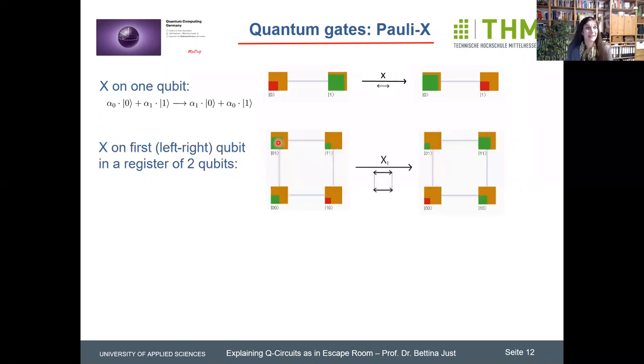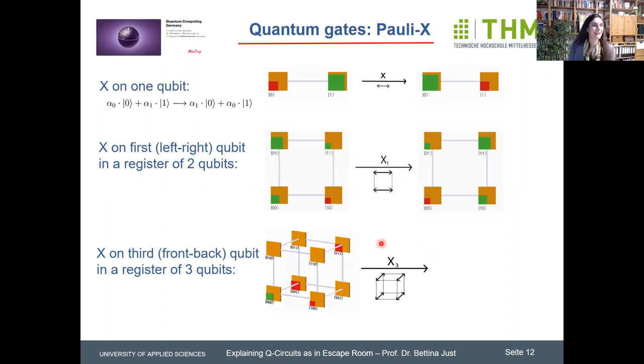Pauli X applied on the first qubit means it's applied in direction left, right on the first qubit, but now in a register of two qubits it will be interchanged along these two edges. Okay, this edge here will be interchanged. The tiny red goes there, the green goes there. Tiny red here, green there. Also here interchange, the tiny little green goes there, the big green goes there. That's what is happening when applied to one bit, but in a register of two qubits.